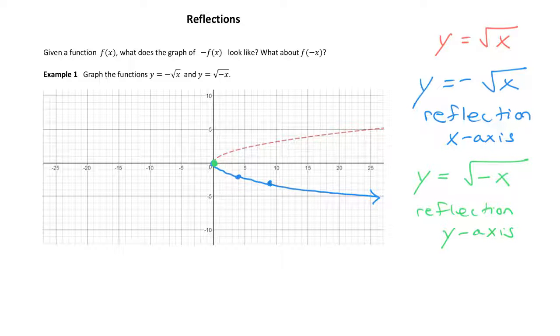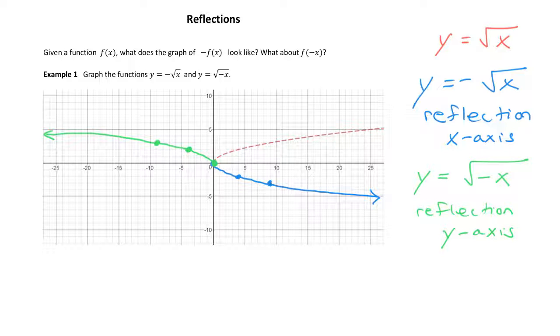But if we check out the point, let's say 4, 2, it's going to go to -4, 2. So the x value, which was 4, is now -4, but the y value stays the same. If we now look at the point 9, 3, it's going to be -9, 3. So again, we're just making the x value negative. And the entire graph looks like this.